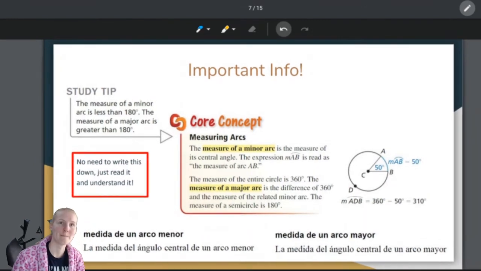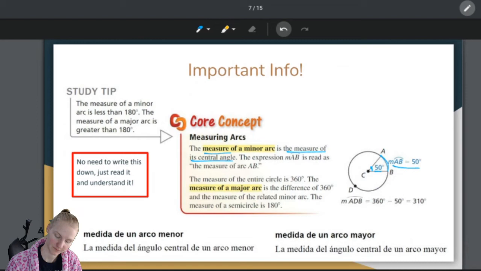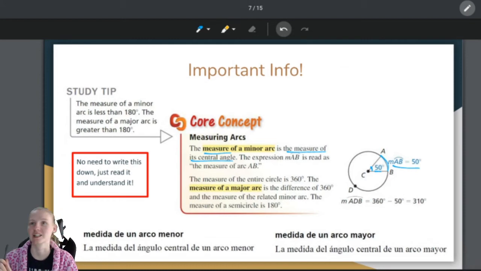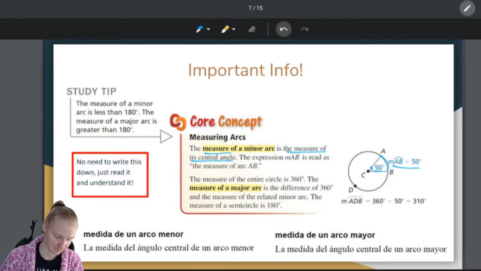So, measuring arcs. The measure of a minor arc is the measure of the central angle. So our central angle right here is 50. So the measure of arc AB is also 50. We talk about the measure of arcs in degrees. That might seem weird, but when we talk about the length of an arc, we'll talk about measures other than degrees. But when we talk about the measure of an arc, we are in degrees.